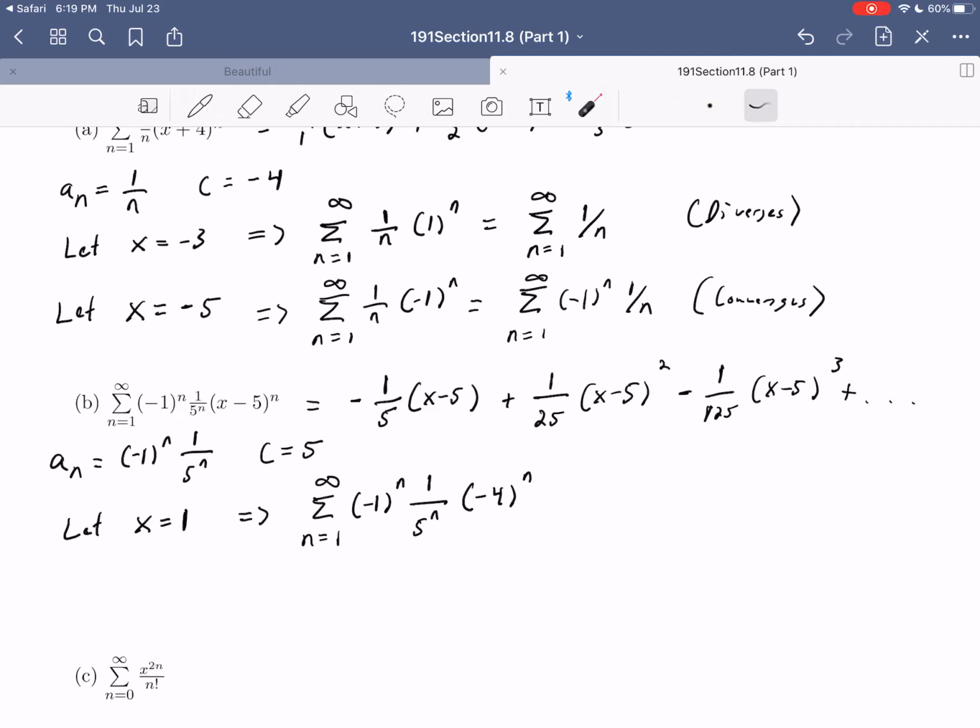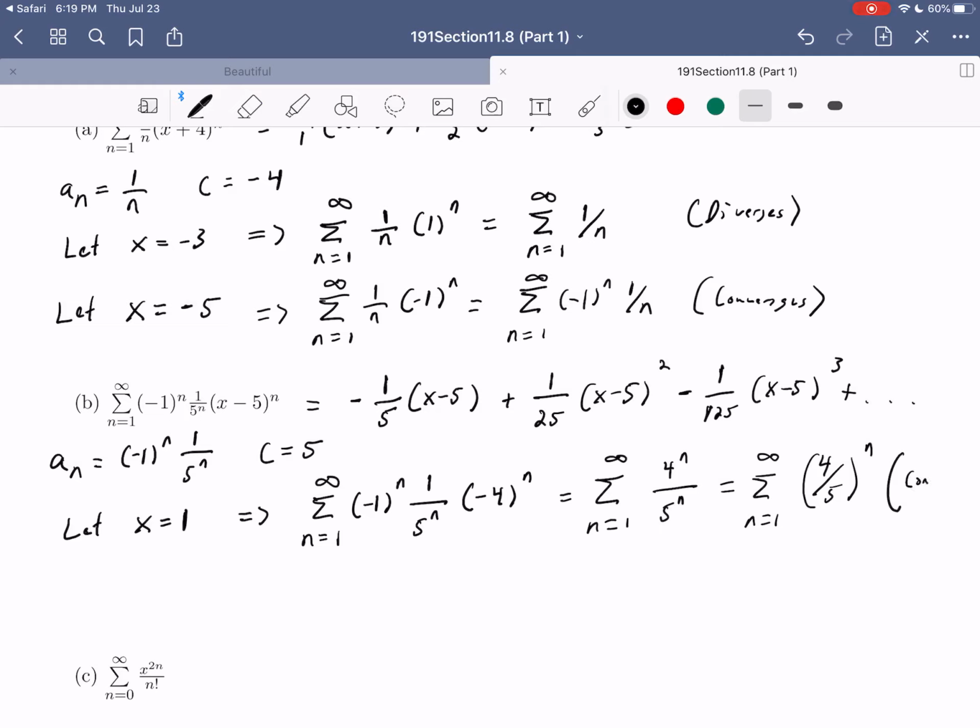Now that's pretty messy, but minus 1 to the n times minus 4 to the n, you can imagine that would give us 4 to the n over 5 to the n. And that's actually not too bad. We could put that together and recognize that as 4 over 5 to the n. And actually, if we wanted to, we could figure out what that sums up to, because that's a convergent geometric series. This converges here.